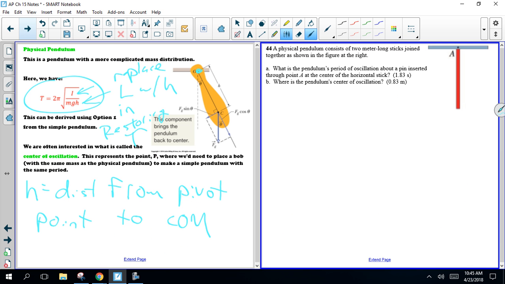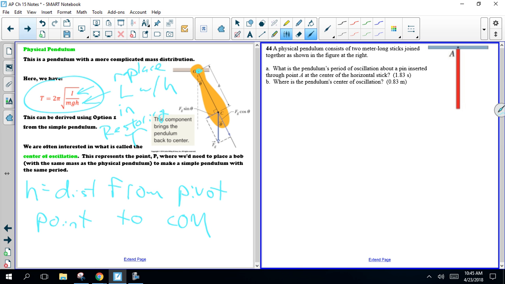All right, so I think probably the easiest way to do this is an example. So here's an example of a physical pendulum. Basically, the physical pendulum here is two meter sticks joined together like this, and the pivot point is where they intersect, and so then it's oscillating like, I can't do it because they're not actually tied together, but it's doing this.